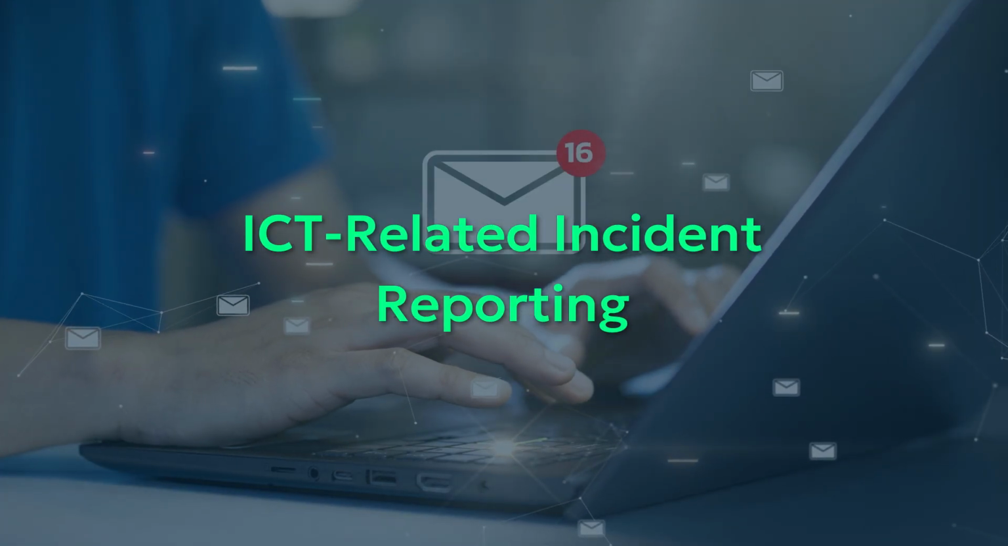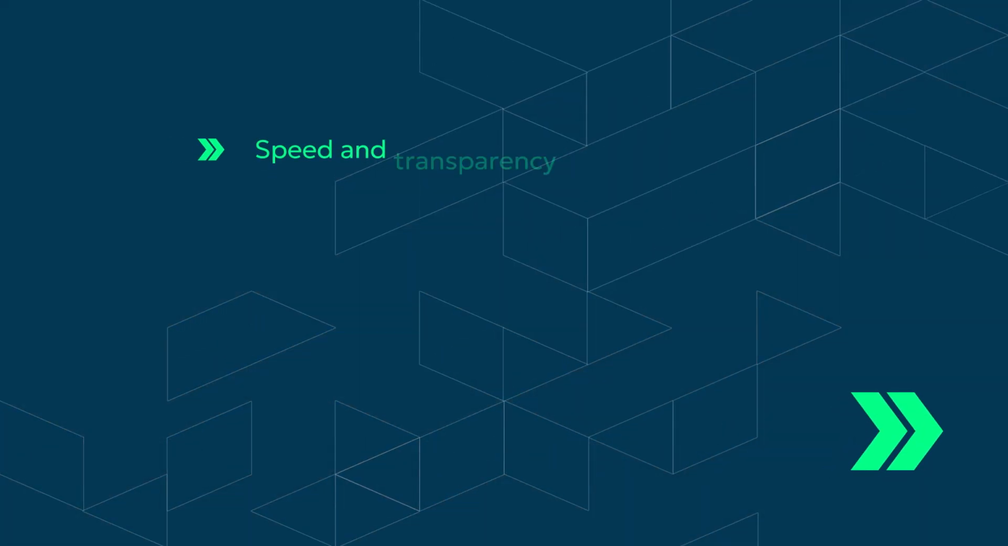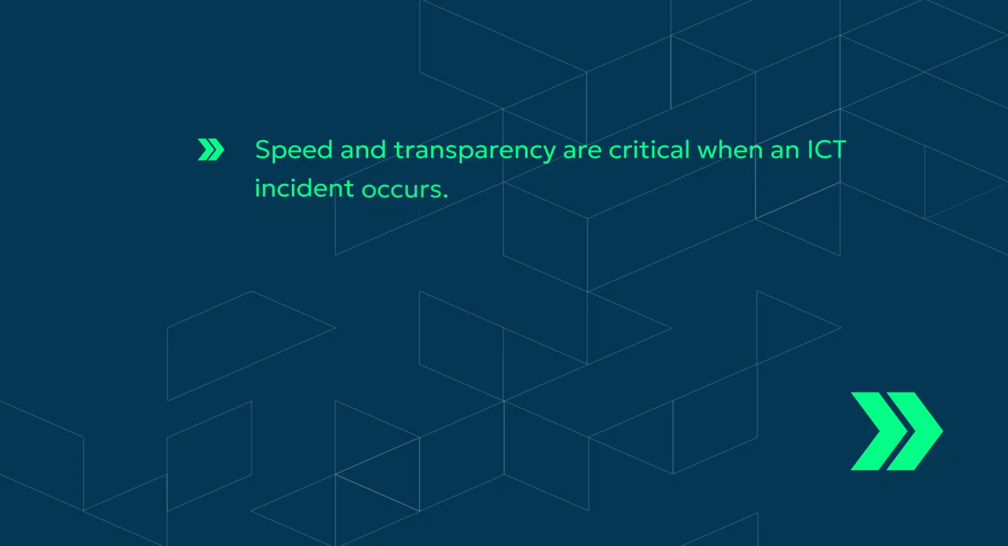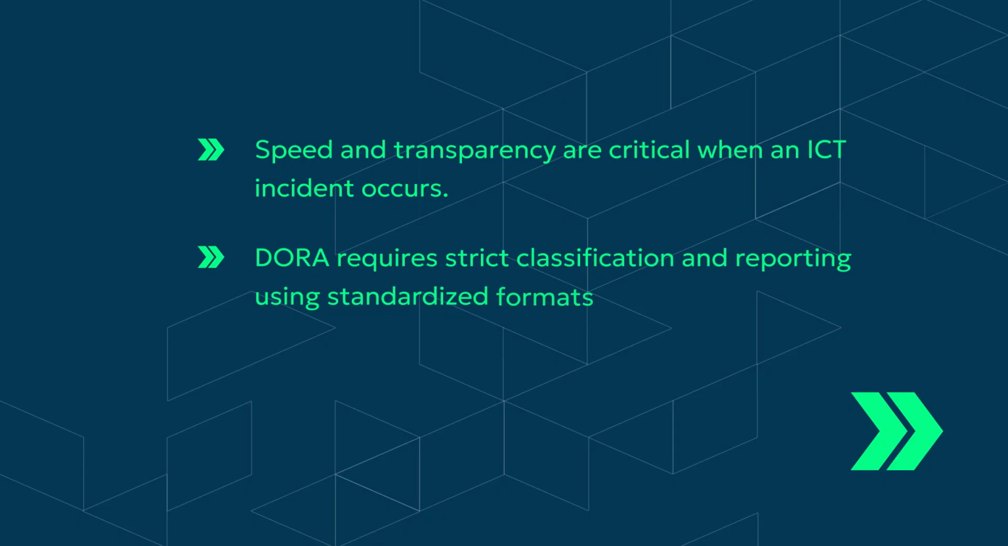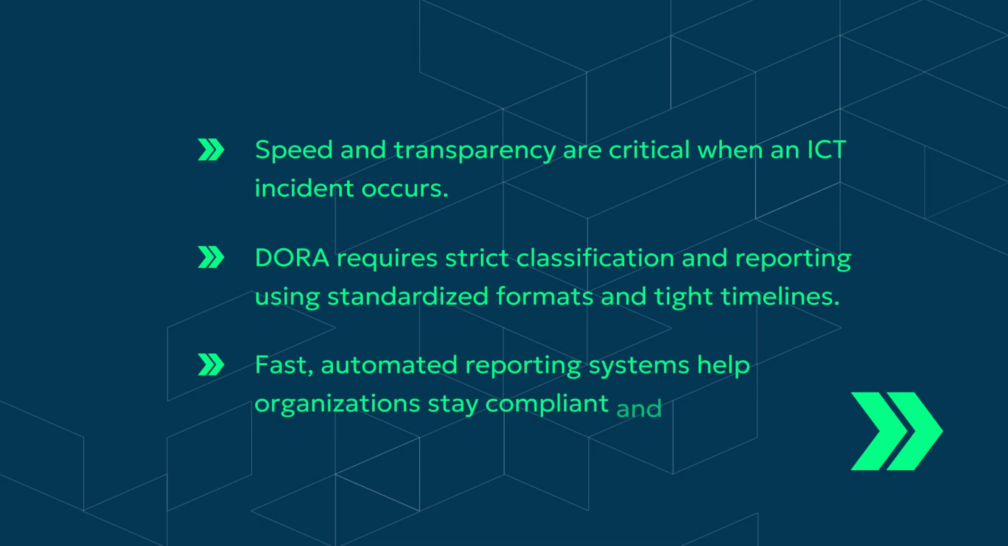Second, incident reporting. If an ICT incident happens, speed and transparency are everything. Under DORA, these incidents should be classified and reported to authorities using strict timelines and standardized formats. Automation is the fastest way to stay compliant and proactive.